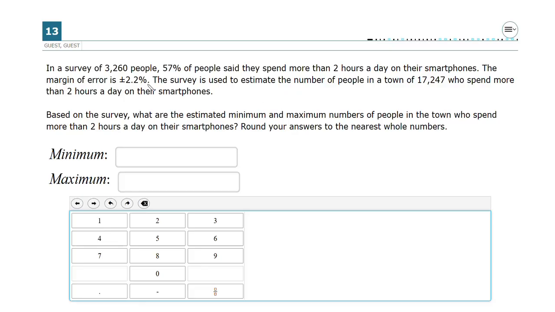So this is margin of error, and all we're doing is adding and subtracting this percent to the 57%. So 57% minus 2.2% is 54.8%. And 57% plus 2.2% is 59.2%. Then all we're going to do is really find these percents of this number.